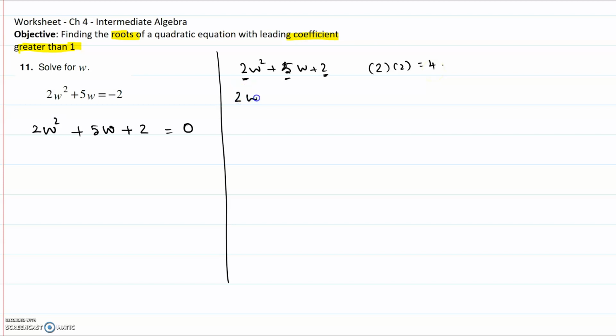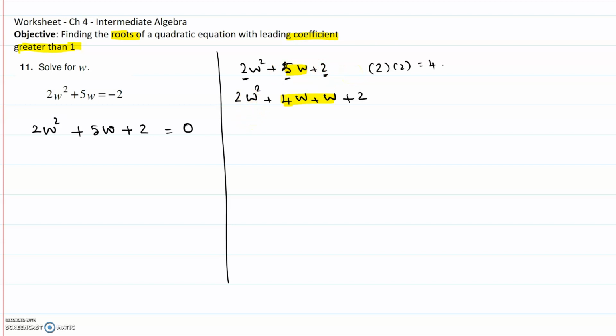So we're going to write this as 2w squared. Then I'm going to break this 5w into two parts. One is 4w plus w, 4w plus 1w, that will become 5w. Then keep the 2 like this. So if you add the middle two, you get the 5w. When you multiply 4w and w, you get 4w squared.